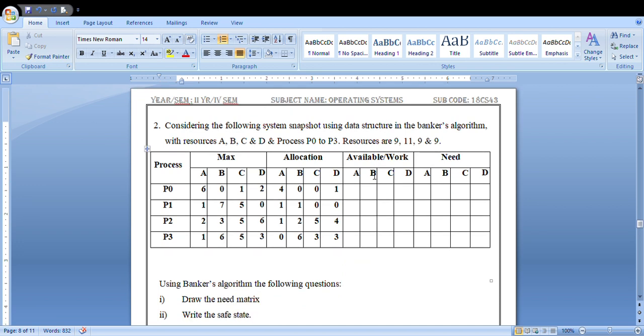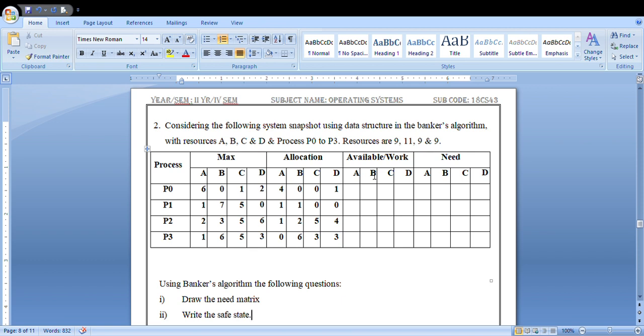In this next problem, what they have given is considering the following system snapshot using data structures in the banker's algorithm with the resources. There are 4 resources. In the previous problem, there were only 3 resources, A, B, C. Here they are making use of 4 resources, A, B, C, D. And the processes are P0 to P3, 4 processes totally. They have given the total resource value, but they didn't specify the available value.